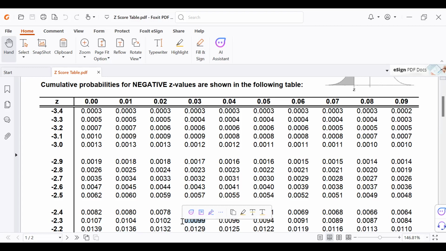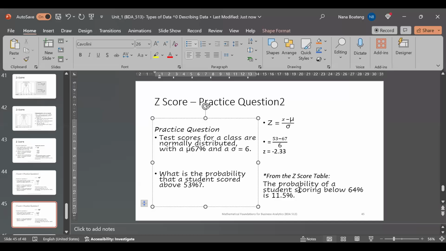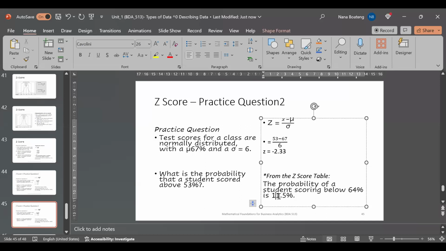Thank you very much. So when we come here, the probability is 0.99, isn't it? It's basically 1%. So the probability is 0.99%.